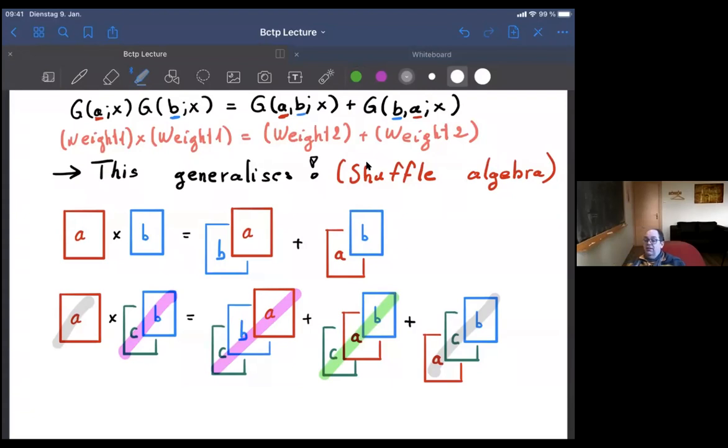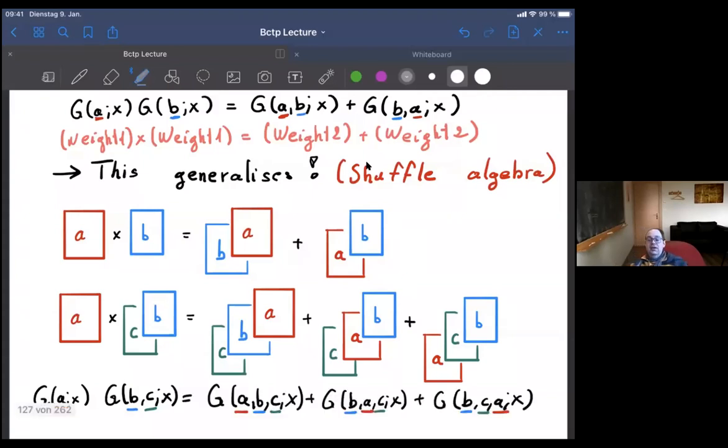And so what is the result of multiplying GAX and GBCX? Well, it will be GABCX, GBACX, and GBCAX. Note that I'm not allowed to switch the order between B and C because my deck was B on top of C. I'm not allowed to shuffle cards inside a deck. I'm just allowed to shuffle one deck into the other.